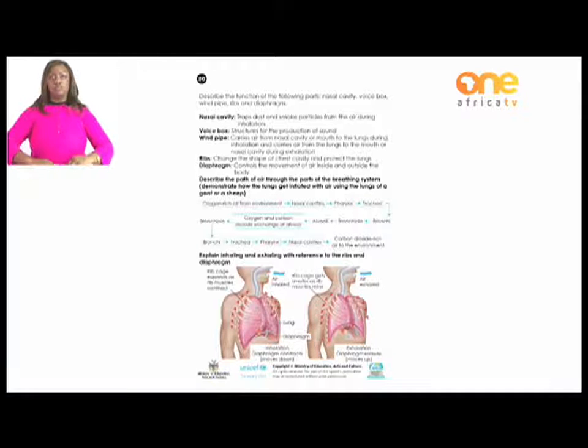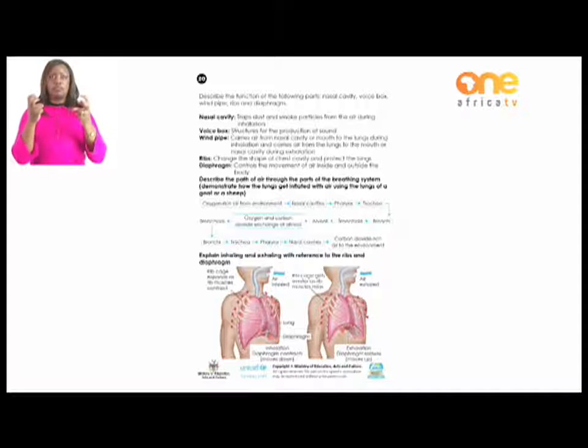The picture on our right, which shows the air that is exhaled, shows that when we're breathing out, the lungs become a little bit smaller, and the diaphragm becomes more curved to make sure that the air gets out of our body. I hope you have been following, learners, and now we are going to test our knowledge, to see if you have understood what we have been doing in class today.